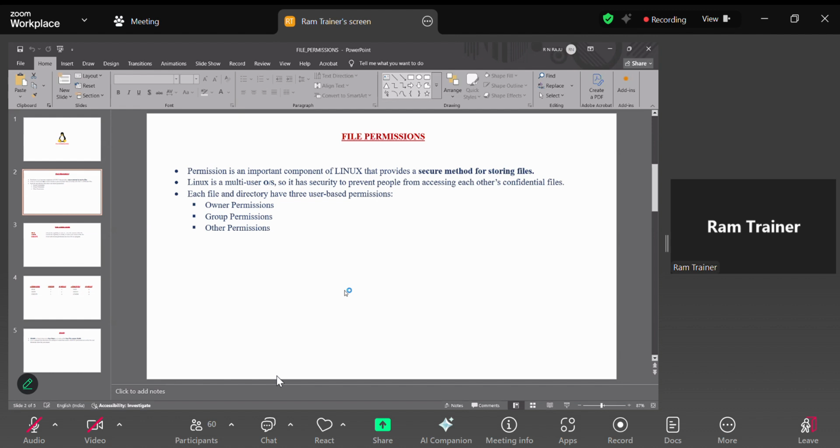Remember, when you create a new file or new directory, every resource has three user-based permissions. One is owner permissions, which some people call user permissions. The second one is group permissions. And the third one is other permissions. So how can you divide these three?